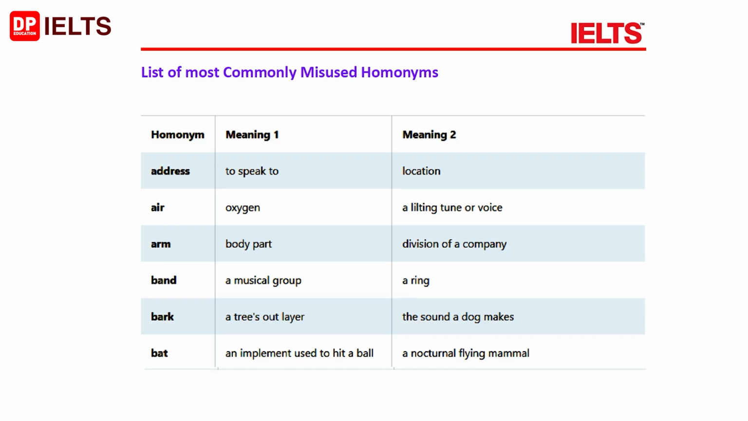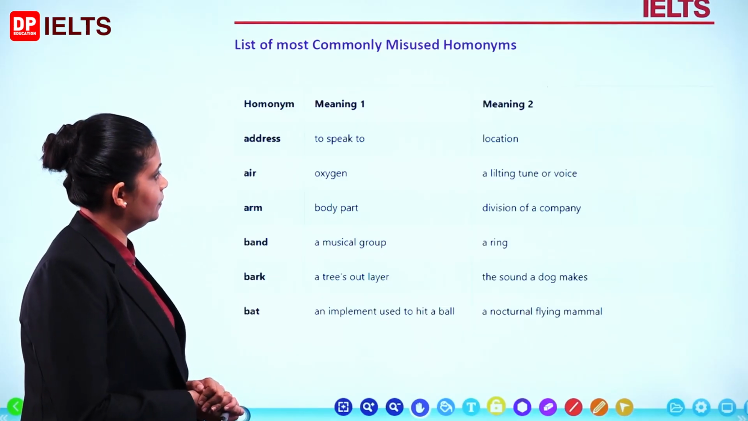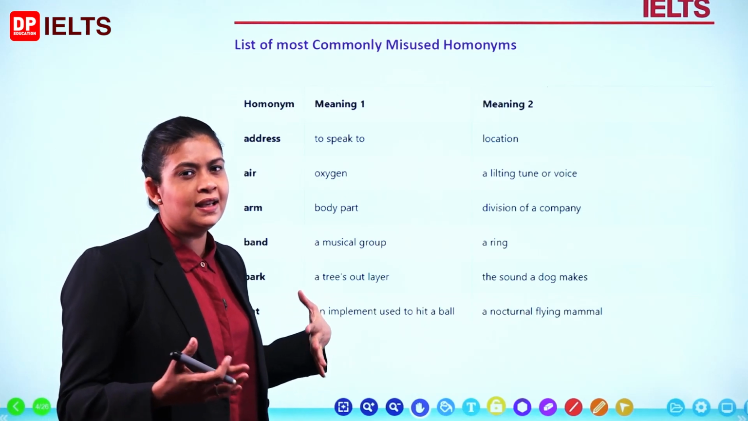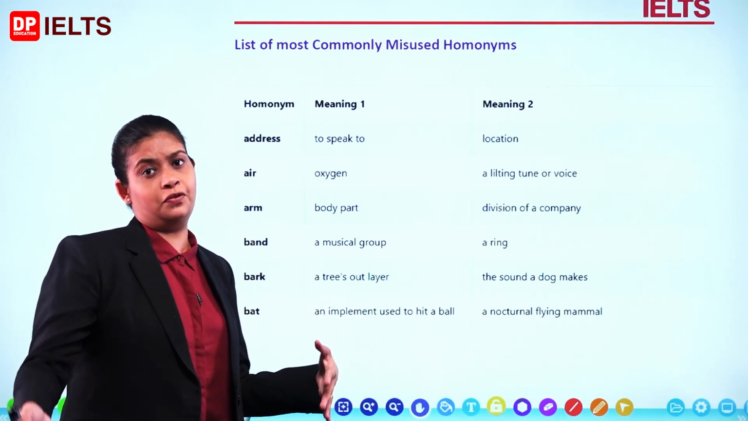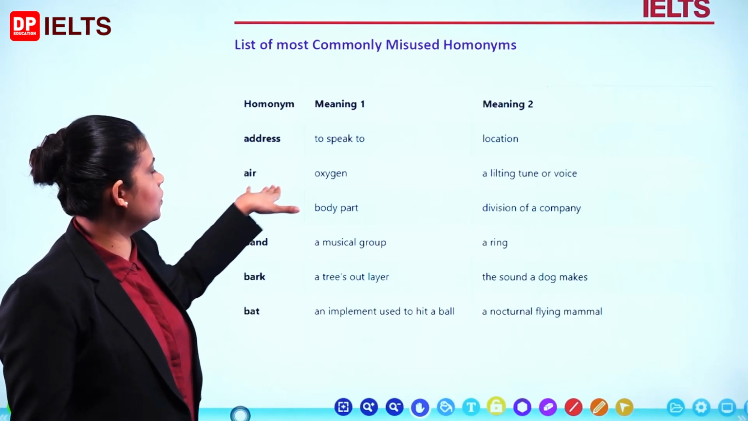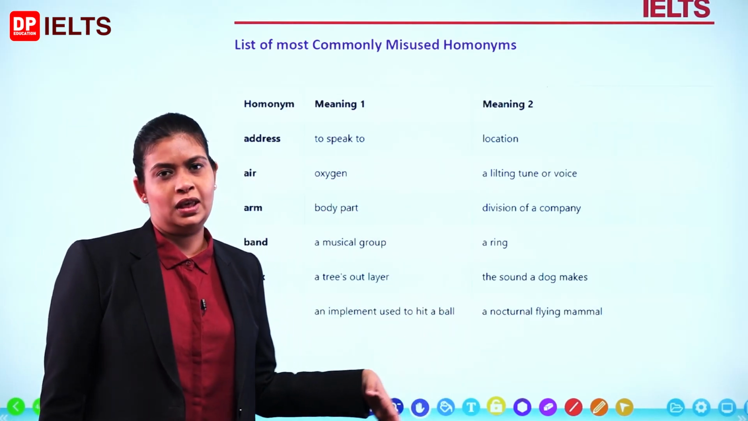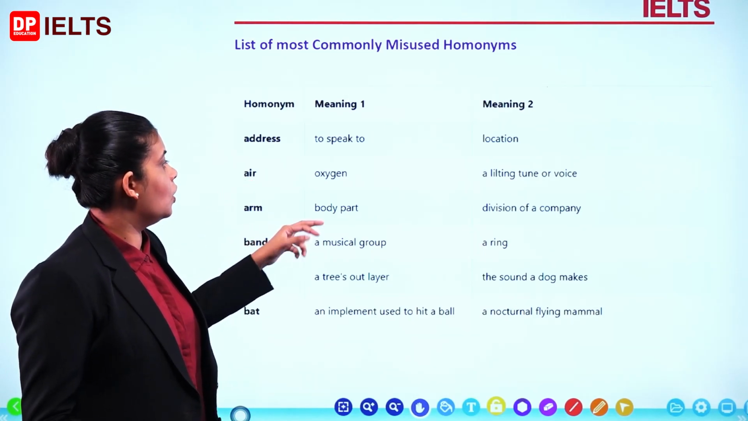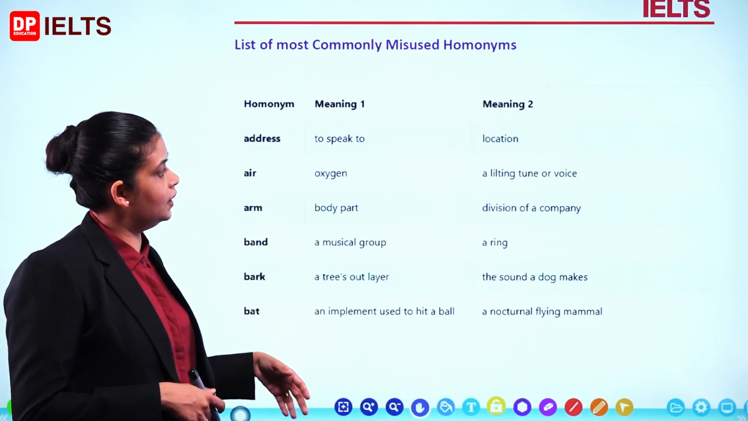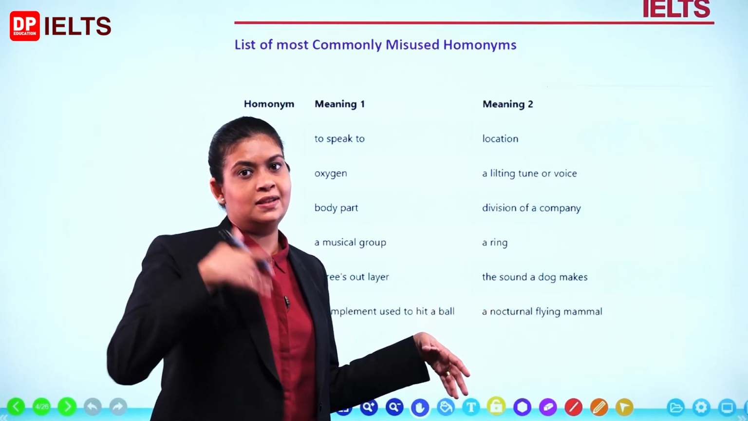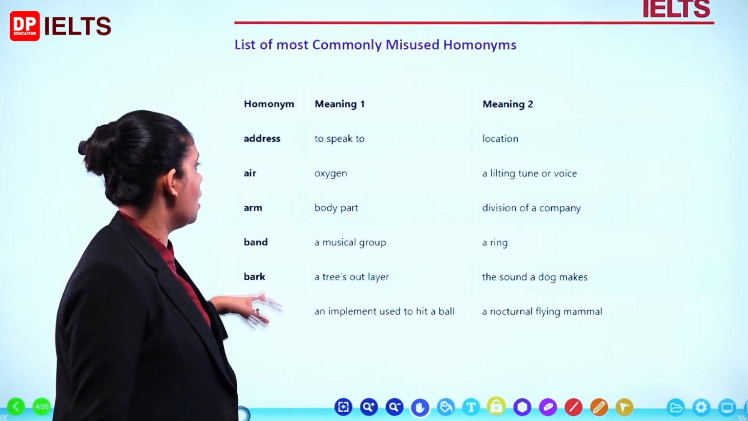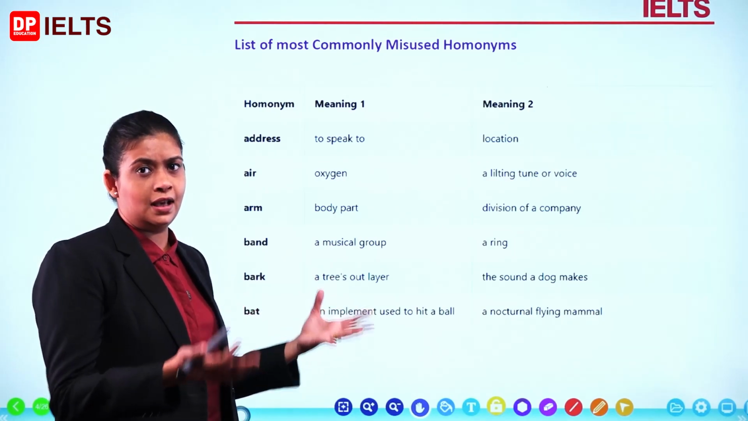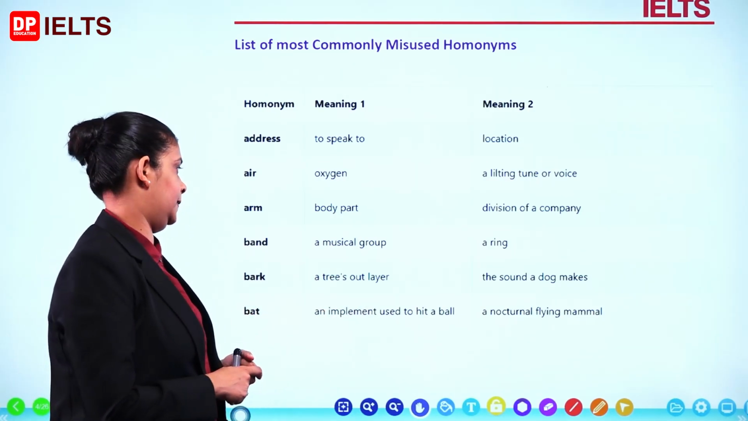So, a list of commonly misused homonyms, right? Homonyms are the ones that have the same spelling, same pronunciation, but different meanings, okay? Address could mean to speak to. Address the issue, okay? Or I live at this address, which means location. Air, okay? Oxygen, the air, and then you're on air, which means your voice is being played, right? Arm is a body part, obviously your arm, and then we say, oh, that is the arm of a certain company. So that is a division of a company.